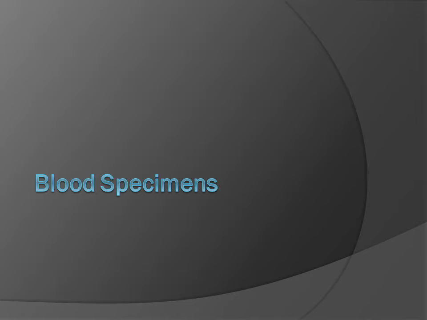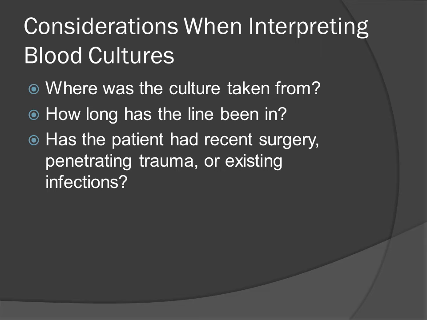So now let's take a look at blood specimens. So there's several things we have to take into account when considering blood cultures. Where the culture was taken from, how long has the line been in, has the patient had recent surgery, penetrating trauma, or existing infections, and also, the way in which the culture was taken, and how many vials were positive. So we'll talk about that in a little bit.